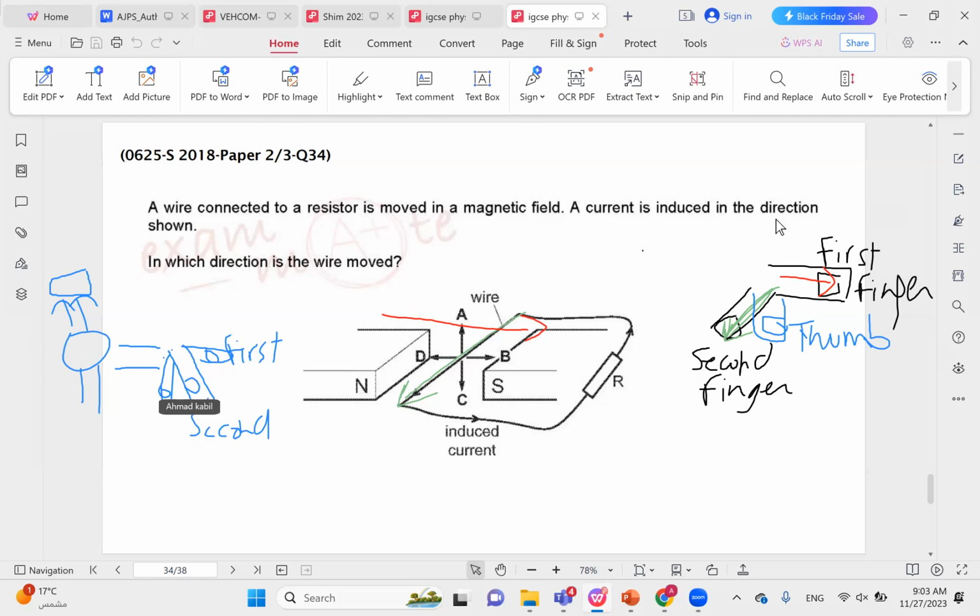So if your right hand is pointing away from the screen, so the second finger is away from the screen and the first finger is to the right, the only way your hand would maintain its shape is if the thumb is pointing downwards. So the correct choice here would be choice C. This is the direction of the motion of the wire represented by the thumb.